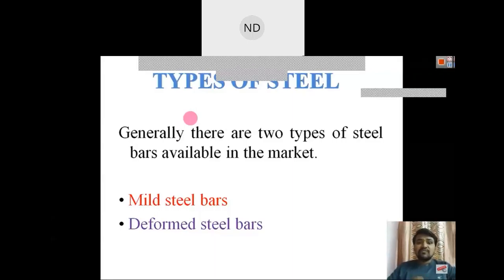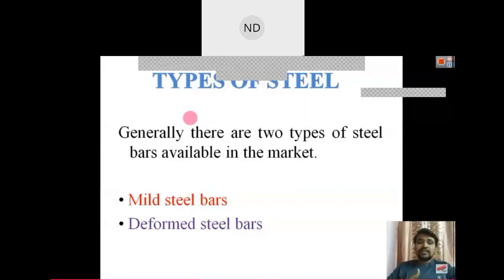Bonding is good between the particles, but in order to carry the tensile force or the tensile stresses, which are the stresses induced in the material due to the application of the load, concrete will not carry the stress, that is tensile stresses or load. Concrete is good in compression and weak in tension.